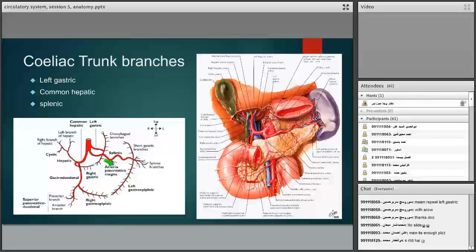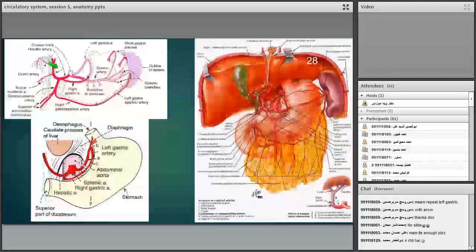The splenic artery has some pancreatic branches and also sends some branches to the spleen, to the fundus of the stomach with the name of short gastrics, and also left gastroepiploic. The left and right gastroepiploics are anastomosing with each other. So these were the three branches of the celiac trunk.